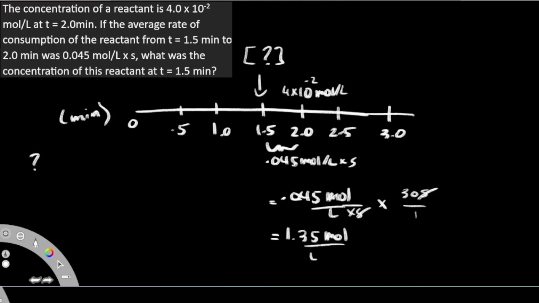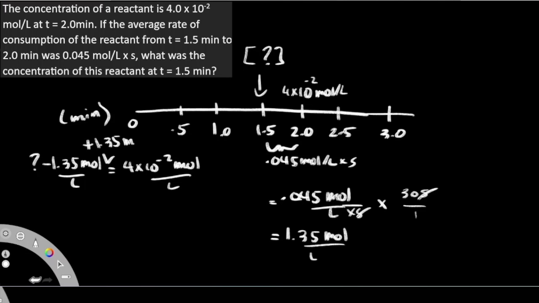So if it decreased by whatever this value was within that 30-second time slot, we can put that over here, 1.35 moles per liter, and then it eventually became this 4 times 10 to the negative 2 moles per liter. We're just going to do some simple algebra. So this one over here is obviously plus 1.35 moles per liter. You do it on the left side, you got to do it on the right side, so you get plus 1.35 moles per liter.